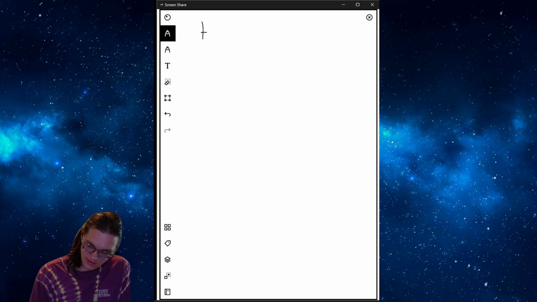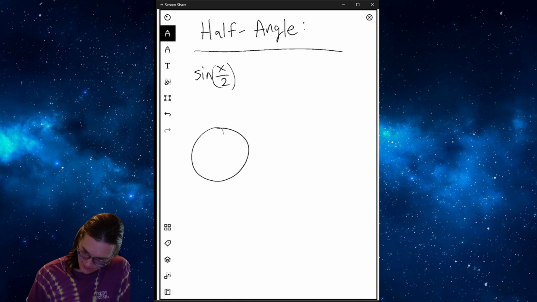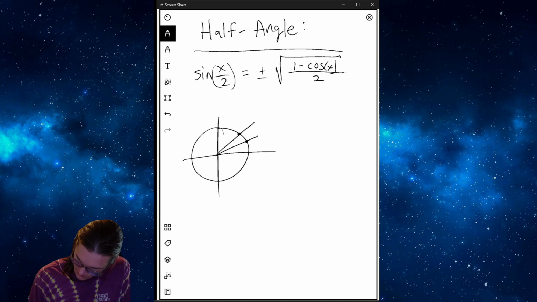Right, we did double angles, so if we do half angle, say we have some value. If you take half of your original angle, so you have 45 degrees, you take half of it, it's going to be plus or minus the square root of 1 minus cosine of x over 2.